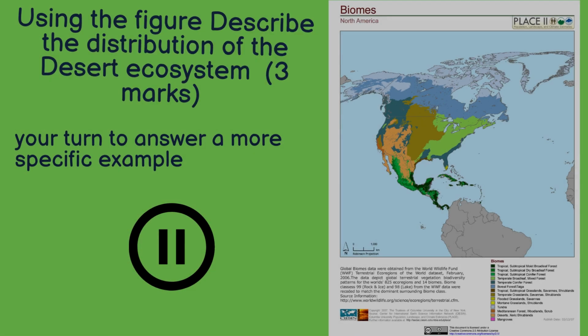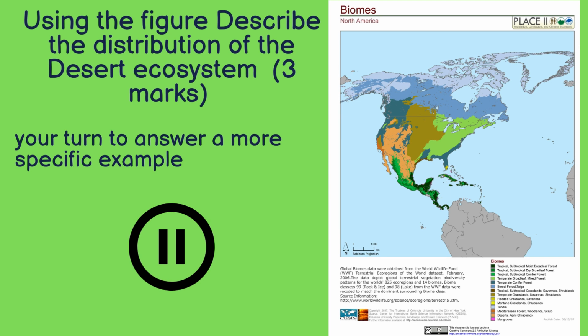Now the second question is describe the distribution of the desert ecosystem, 3 marks again, but using a different figure. Pause the video, have a go at answering the question.